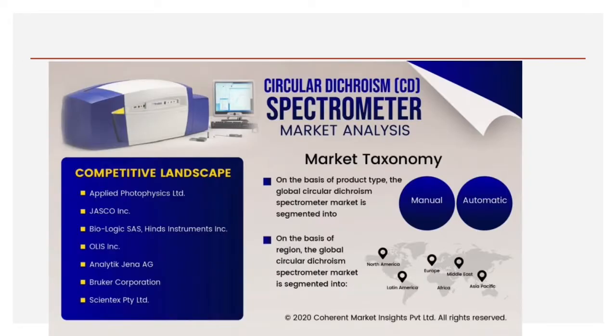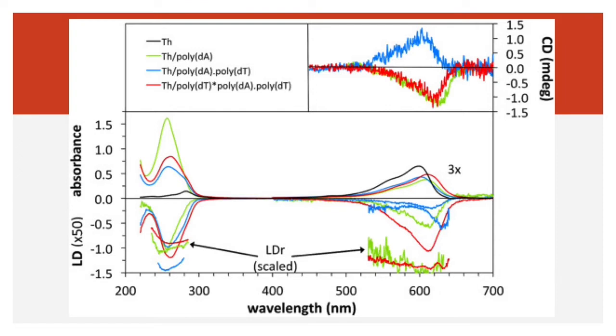Circular dichroism spectrometer. On the basis of product type, the global circular dichroism spectrometer market is segmented into manual and automatic. On the basis of region, the market is segmented as well. Competitive landscape. This picture shows the different types of wavelength and absorbance of the spectrum and spectrometer.